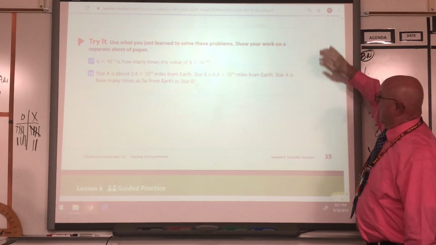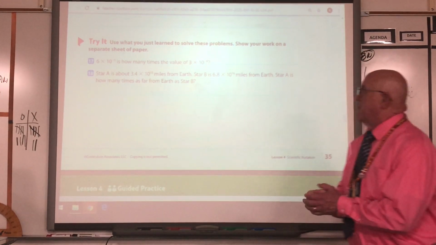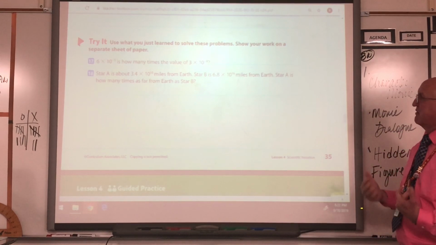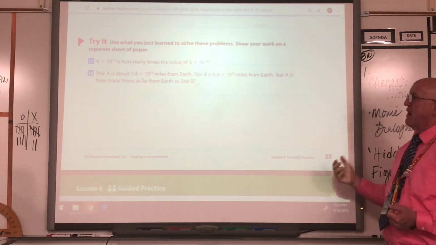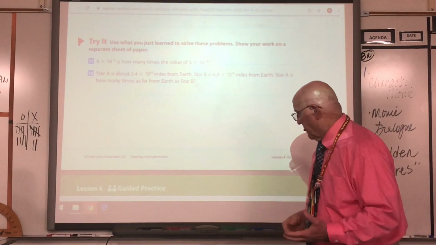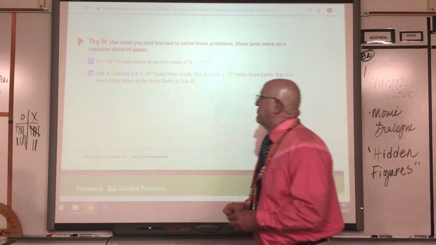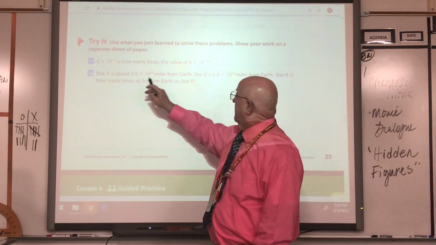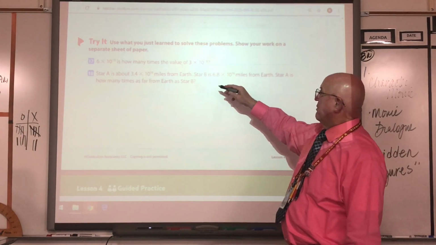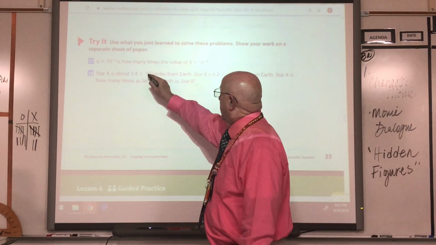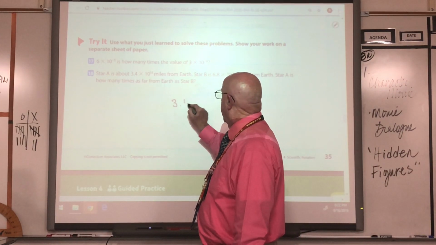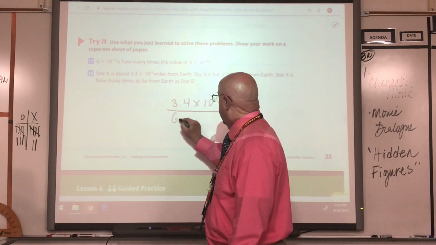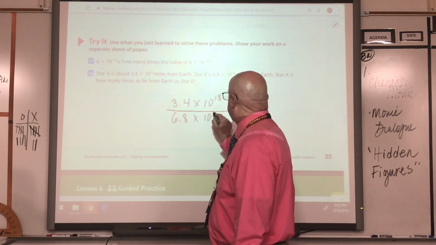The last problem that we're going to do is this: Star A is 3.4 times 10 to the 18 miles from Earth. Star B is 6.8 times 10 to the 16 miles from Earth. So Star A is how many times as far from Earth as Star B? Again, we set this up as a division problem. We have 3.4 times 10 to the 18th, and we're going to divide that by 6.8 times 10 to the 16th.